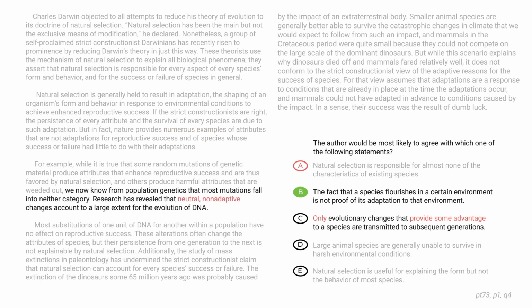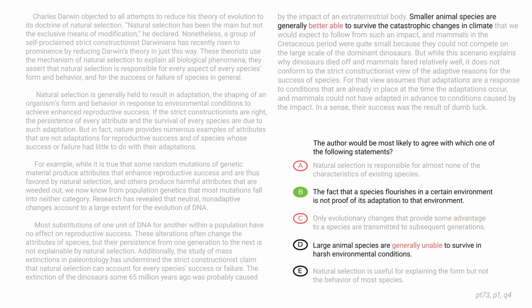The strong language in C is actually being contradicted. We are told that a lot of evolutionary changes are neutral, non-adaptive. So it's totally wrong to say that only the adaptive ones are transmitted to subsequent generations. D is trying to go from a comparative to an absolute. We heard that large animal species are less able to survive catastrophic changes, but that doesn't mean they're generally not able, right? Like Bill Gates has less money than Elon Musk, but that doesn't mean he has no money or that he's poor. So we've got to watch out for these shifts between relative ideas and absolute ideas.